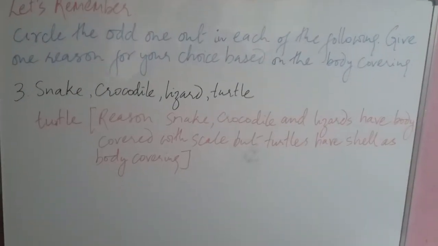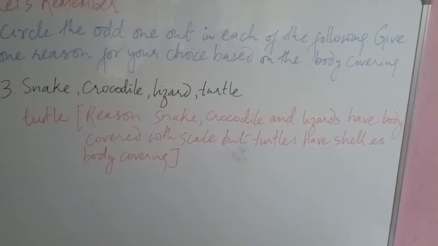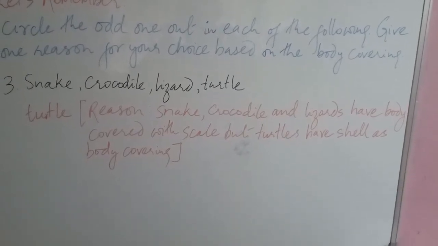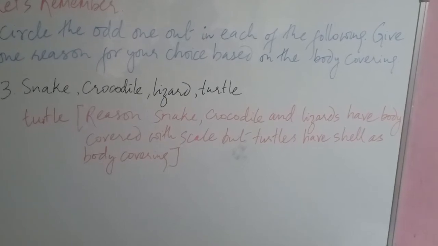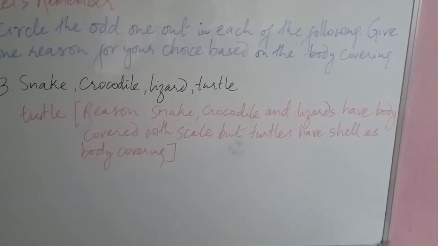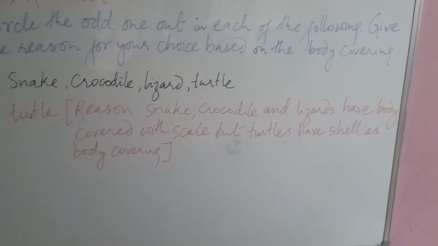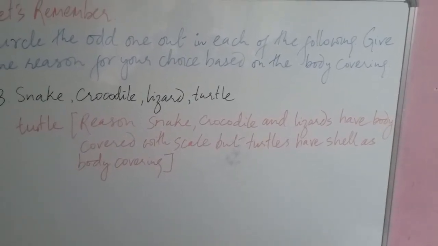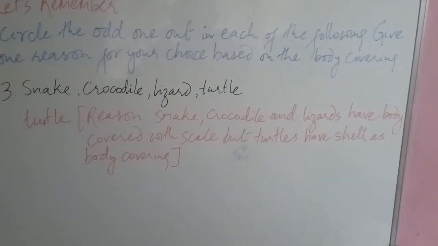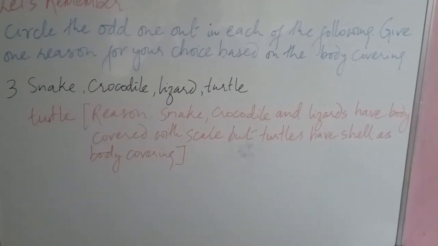After that, question 3: snake, crocodile, lizard and turtle. Turtle is the odd one. Why? We have to give the reason. Snake, crocodile and lizards have bodies covered with scales, but turtle has a shell as body covering. Okay, so that's all for now.